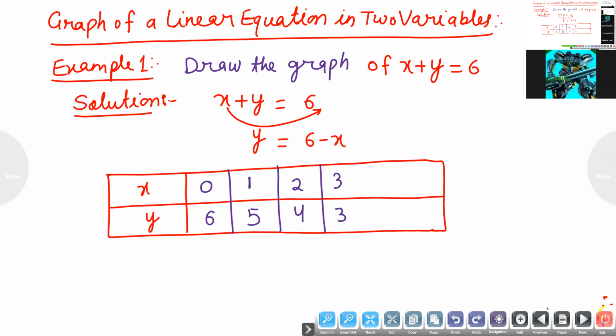Now I am taking a minus value. If I am taking x is equal to minus 1, then the answer will come 6 minus minus 1, means 6 plus 1 is equal to 7. If the value of x is minus 1, then y has come 7. Again, I am taking the value of x is 4. Then 6 minus 4 is equal to 2. Draw this table, everyone.